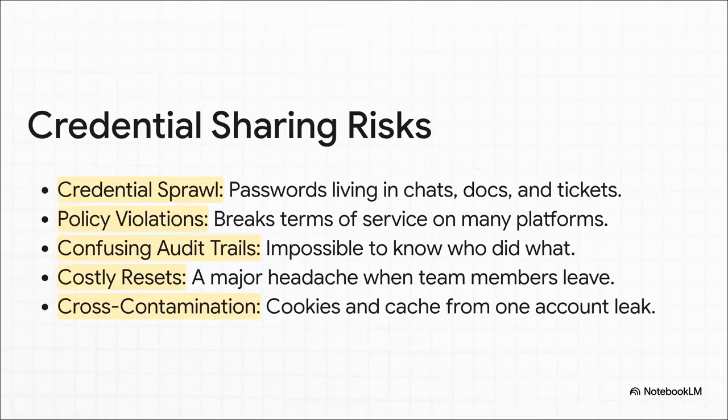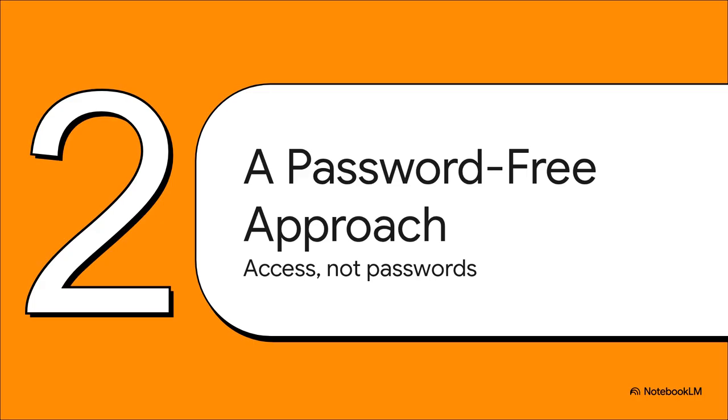First, you've got credential sprawl. I love that term. It's when passwords just end up everywhere. Pasted in chats, buried in documents, sitting in support tickets. It's a mess. Plus, you're probably breaking the terms of service for a bunch of platforms, and audit trails? Forget about it. You have no idea who did what. Then there's the nightmare when someone leaves the team. You've got to reset everything. Oh, and let's not forget cross-contamination. You know, when cookies and cache from one account start bleeding into another? Ugh, what a disaster.